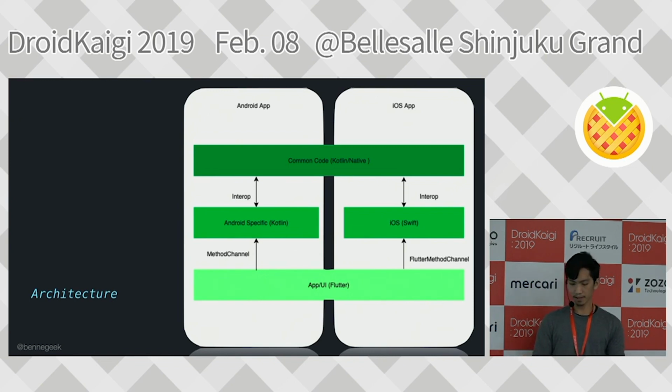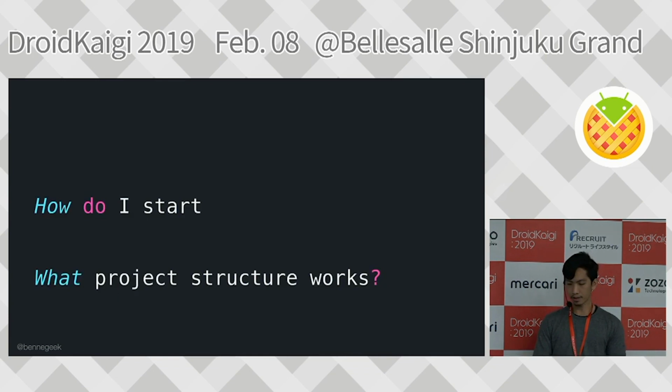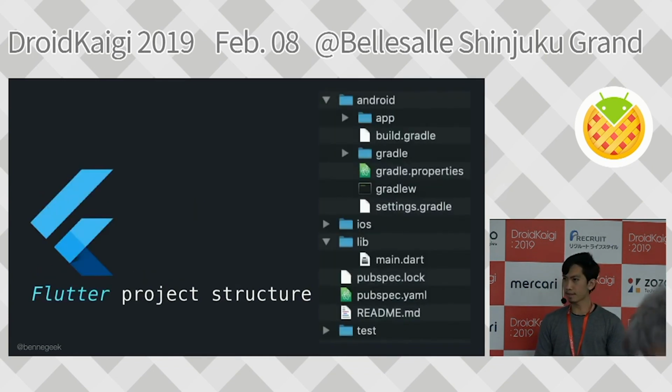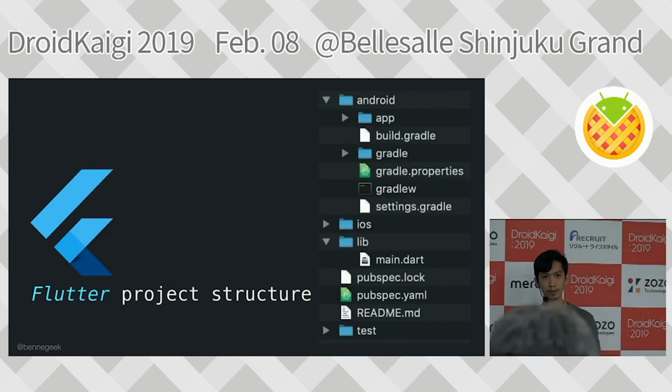Once you convince yourselves that you want to try this out, how do you start setting this up? So what kind of project structure works? Let's take a look at the project structure from Flutter. When you start with Flutter, you get these files and folders built for you. You have the Android folder, you have the iOS folder, and you have the lib folder where your Dart files are, and you have the pubspec file where your dependencies and other declarations are for Flutter. So this was already built for you when you start. So how do you add Kotlin native to this one?